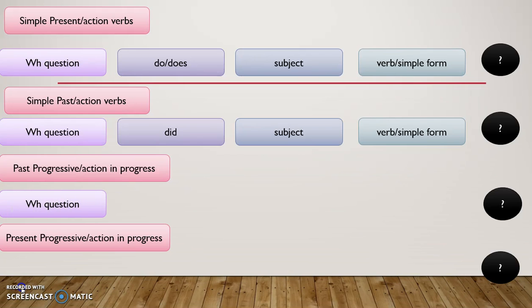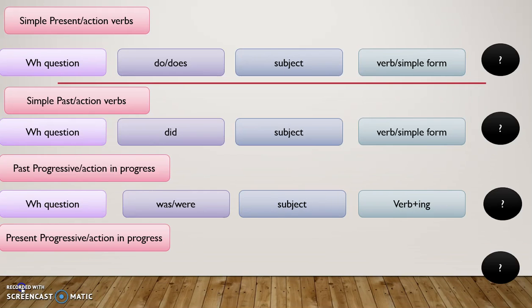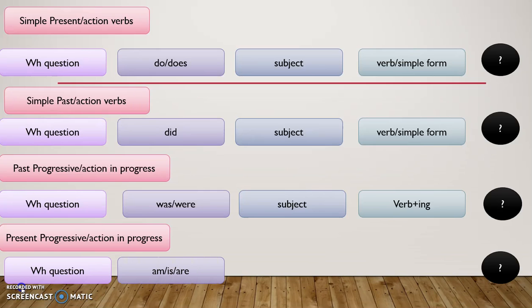Then we have the past progressive for actions that were in progress in the past at a specific time in the past. Then we have the WH question, the auxiliary was or were depending on the subject of the sentence, and we have the verb ending in ing. For present progressive, actions in progress at the moment of speaking, we're going to have the WH question, the auxiliary am, is, or are, depending on the subject. Then we're going to have the subject and the verb ending in ing.